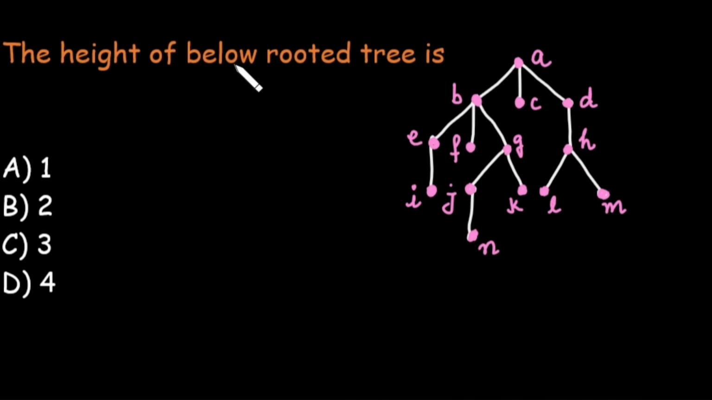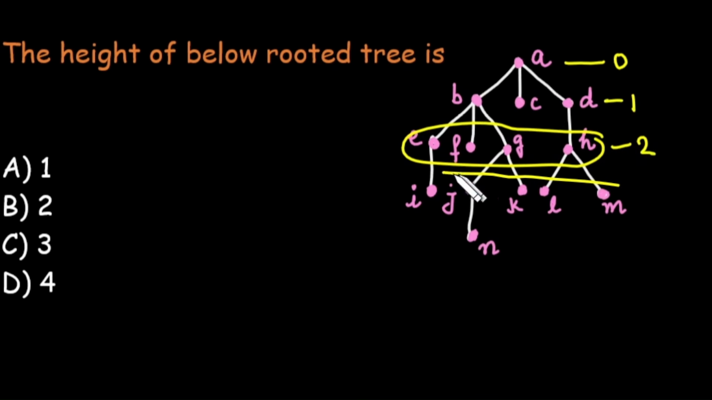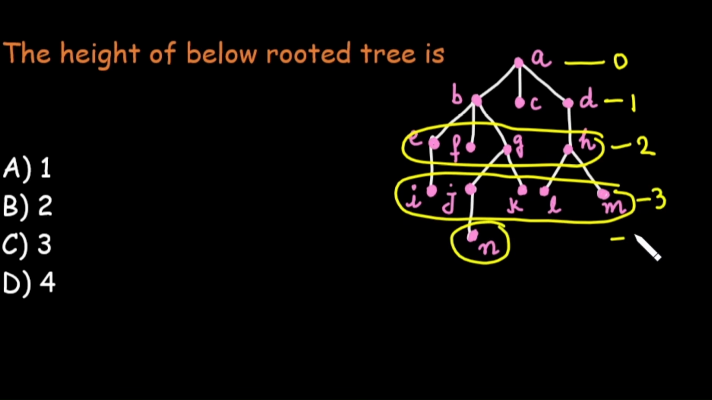Next, the height of the below rooted tree is what? How to calculate the height? First we will calculate the level of each vertex. In this case, the root is given to us as a. Root is always at level 0. Next, these 3 vertices are at level 1. These 4 vertices are at level 2. These all vertices are at level 3 and the last vertex n is at level 4. Maximum level of the ordered rooted tree gives you the height. So according to this, height of this tree is 4.